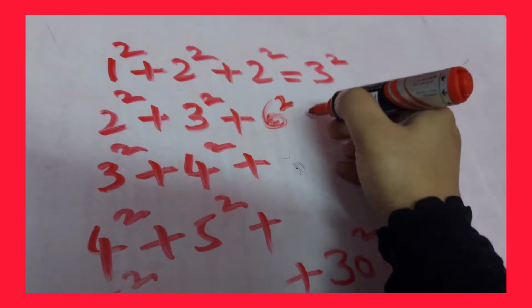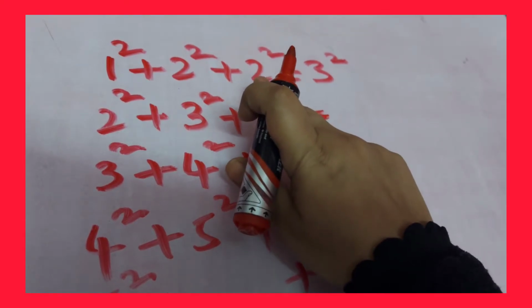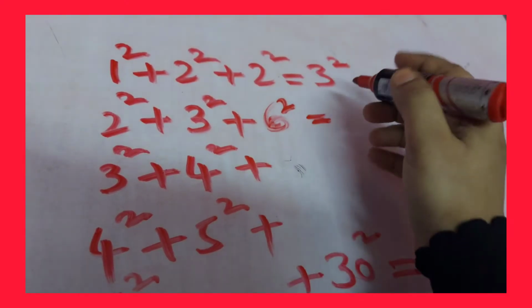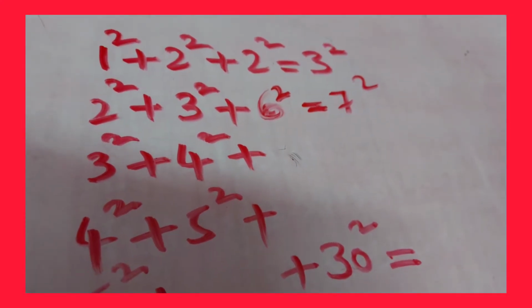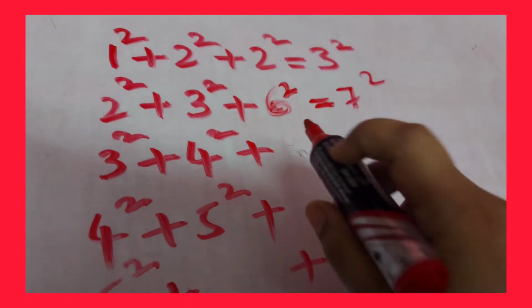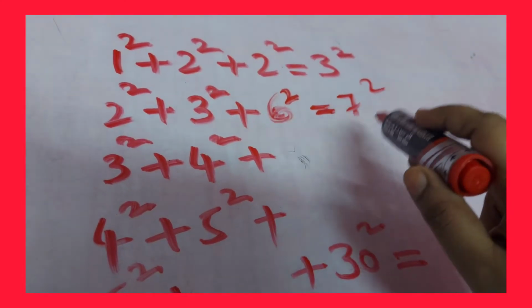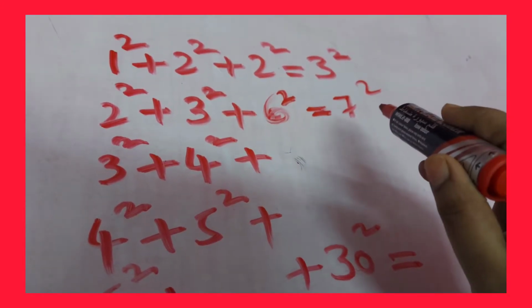It is 6 square is equal to, now what you have to do here, after 2 what comes here? 3. It is 3 square. So after 6 what comes here? 7. It is 7 square. You have to write like this. Okay, 6 6s are 36, 3 3s are 9, 2 2s are 4. You have to do this and see. 7 7s are 49. It is 49 or not.